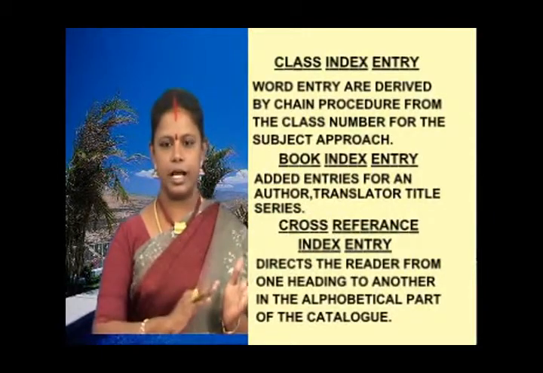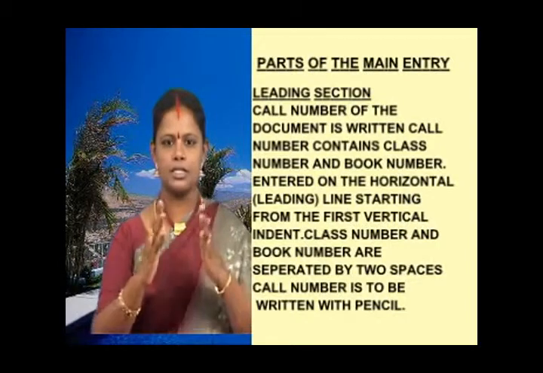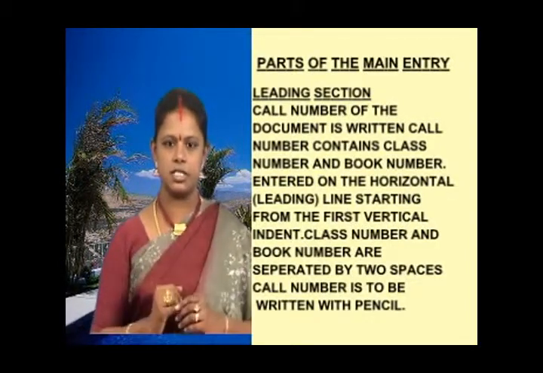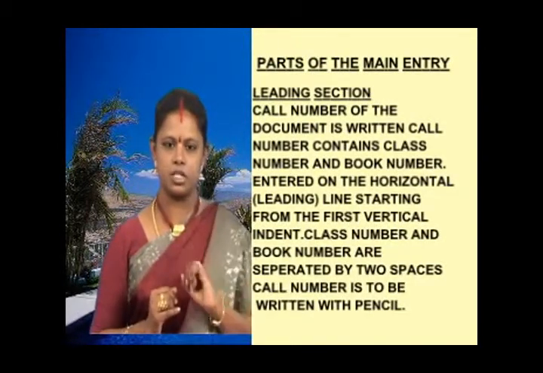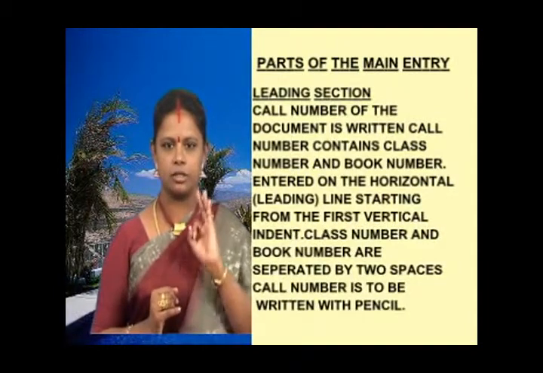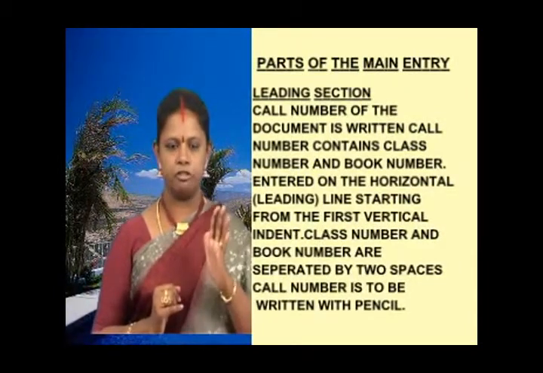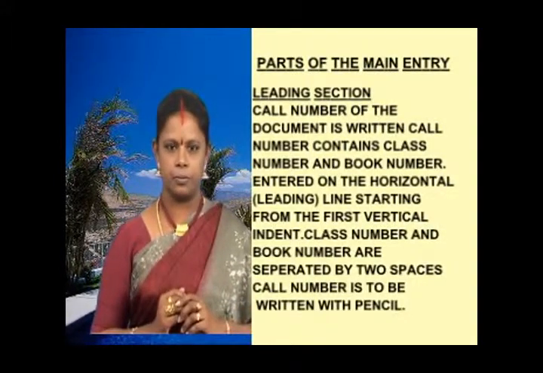So these are the classified part and the alphabetical part. Now let us see the parts of the main entry in the classified catalog. There are six sections in the main entry of the classified catalog. The first one is the leading section, the second is the heading section, the third is the title section, the fourth is the series or note section, the fifth is the accession number, and the last is the tracing section.